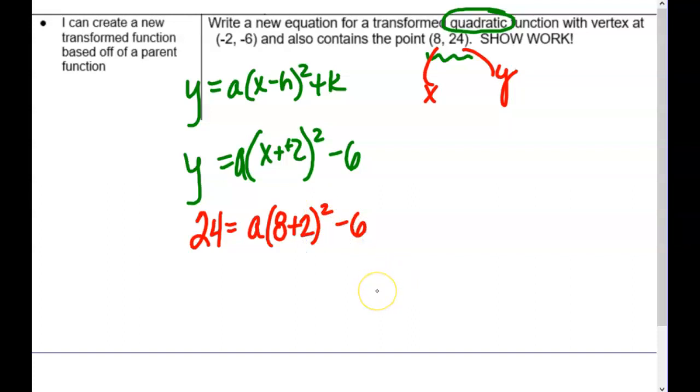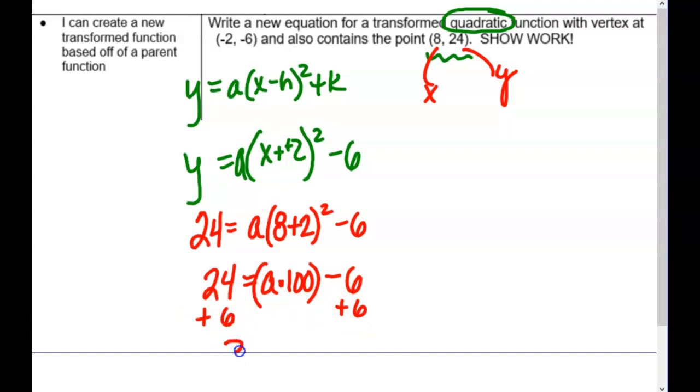Careful, what do we have to do first? I mean, you can take care of this if you want. A times, this would be 8 plus 2 is 10. 10 squared is 100. But what you can't do is 100 minus 6, right? Because this is multiplied together. You could write that as 100a if it's less confusing. You have to add 6. So a is either 0.3 or 3/10.